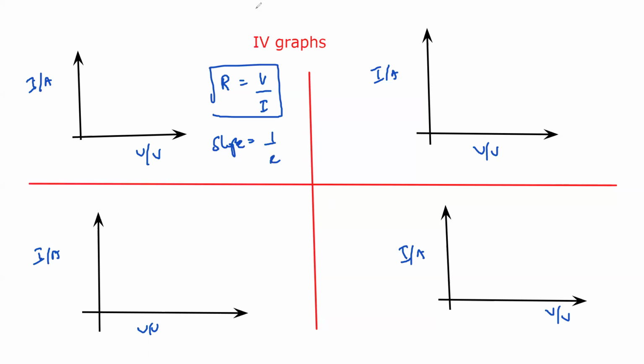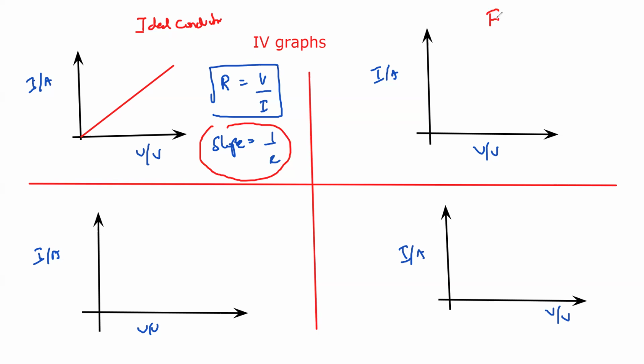Now, if we have an ideal conductor, or a fixed resistor, we assume the temperature is not changing, so it won't affect the resistance. So we'll always have a straight line. If we want to find the resistance from this graph, we take the slope and then its reciprocal. As the slope is 1 over R, R is 1 over the slope, the inverse of the slope. This is for an ideal conductor.